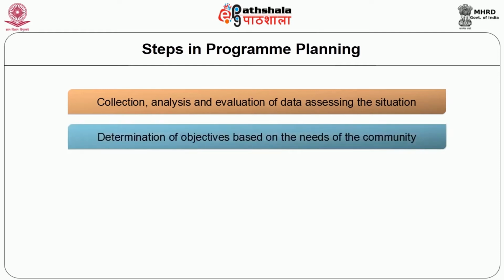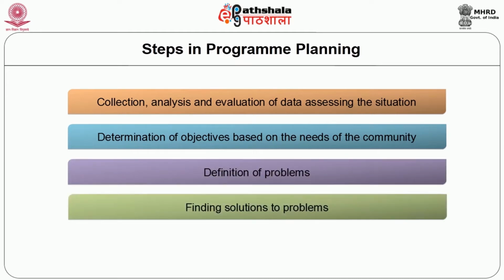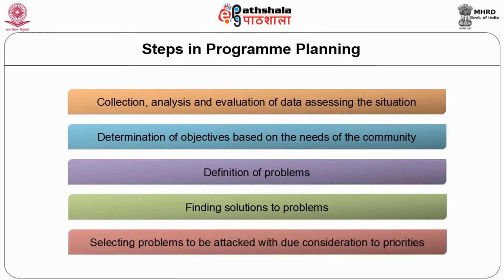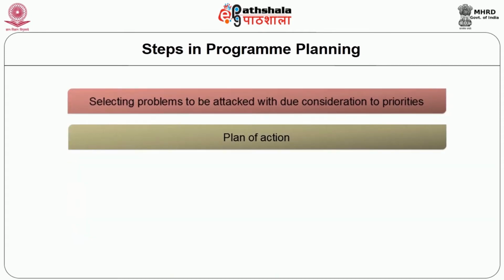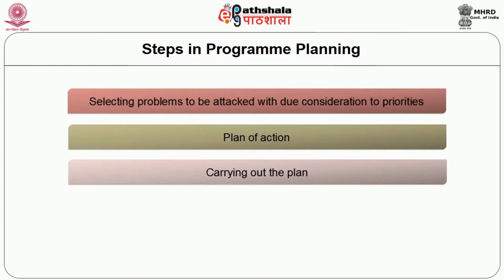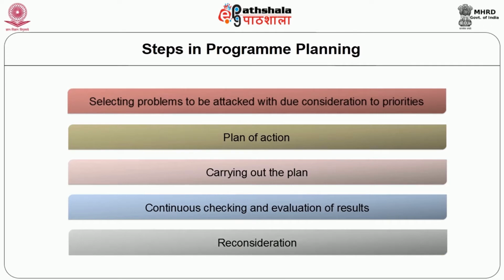The second one is determination of objectives. Based on the objectives only, you are going to do all your activities. Third step is definition of problem. Next step is finding solutions to the problem. Then the next step is selecting problems and determining priorities. Then next, preparing a plan of action or annual plan of work. Next one is carrying out the plan. Then continuous checking and evaluation of results. The last one is review of progress and projection of plan.